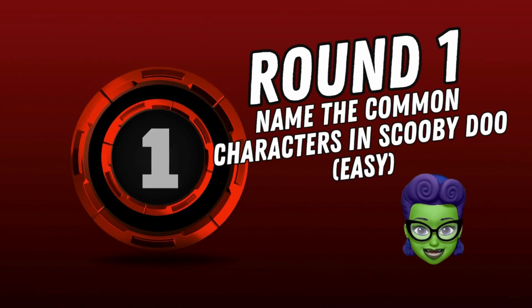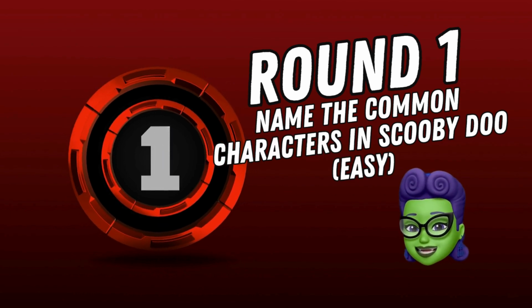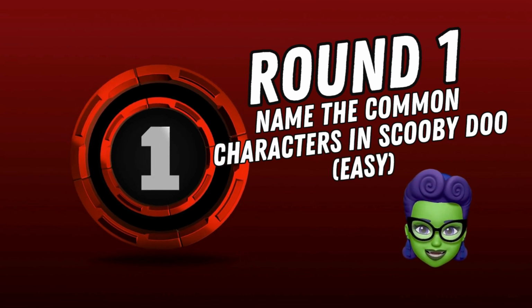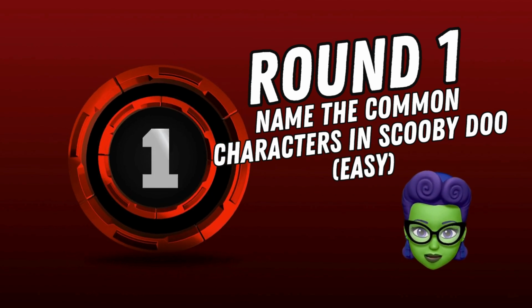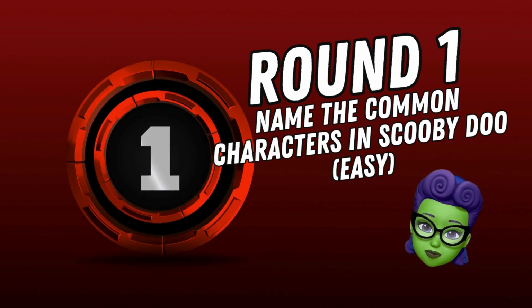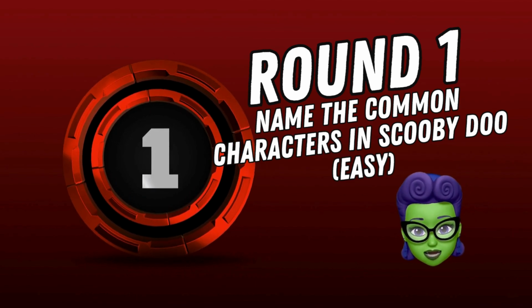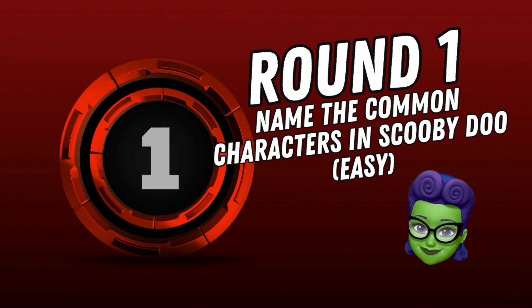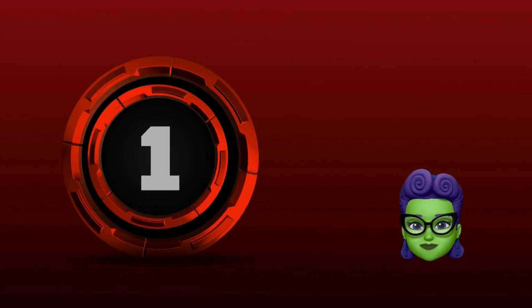Round 1. This is going to be the simplest one that you're going to see today. It's just to get the brain moving before we get into the tougher questions. Can you name these common characters from Scooby Doo? Are you ready? Let's go!